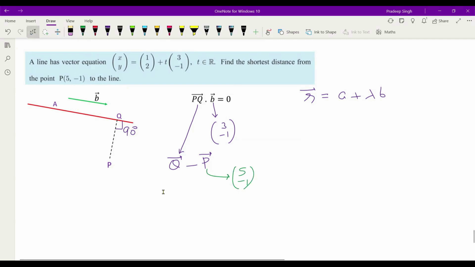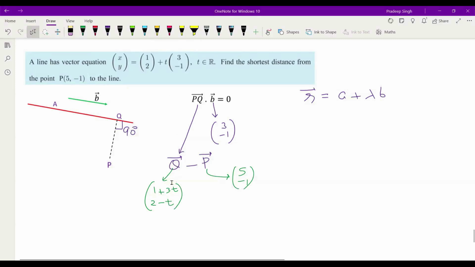How do we find Q? Q is a point which is lying on the line, so it has to satisfy the given equation. So the x coordinate will be 1 plus 3t and the y coordinate will be 2 minus t. So the Q vector's x component will be 1 plus 3t and the y component will be 2 minus t.